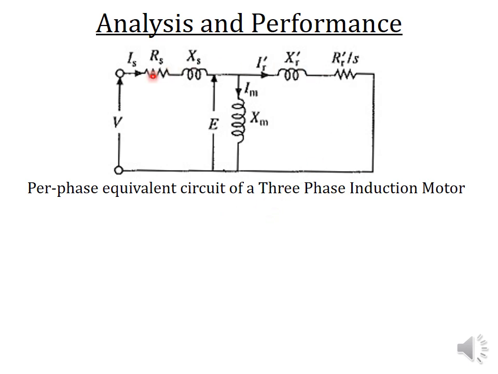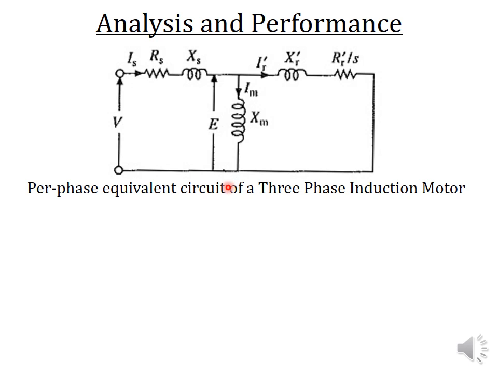That means all these parameters are per-phase values. So here the parameters Rs and Xs are the stator winding parameters, stator winding resistance and reactance. Similarly, Xr dash and Rr dash are the rotor winding parameters referred to stator, and Is is the stator current, Ir dash is the rotor current referred to stator, Im is the magnetizing current, V is the applied voltage, E is the rotor induced EMF. All these are per-phase parameters.